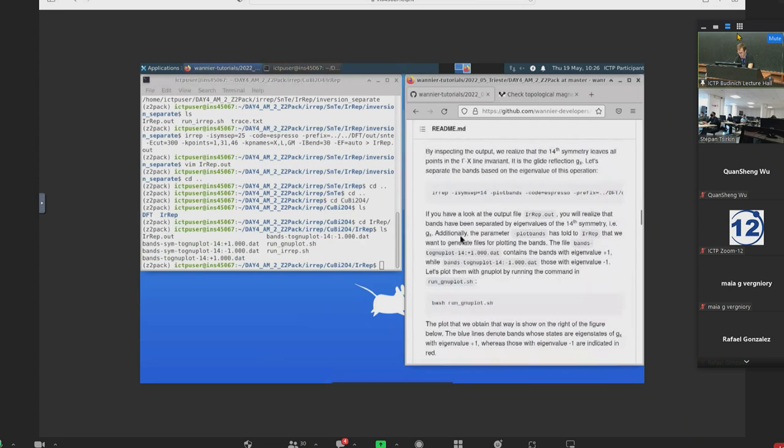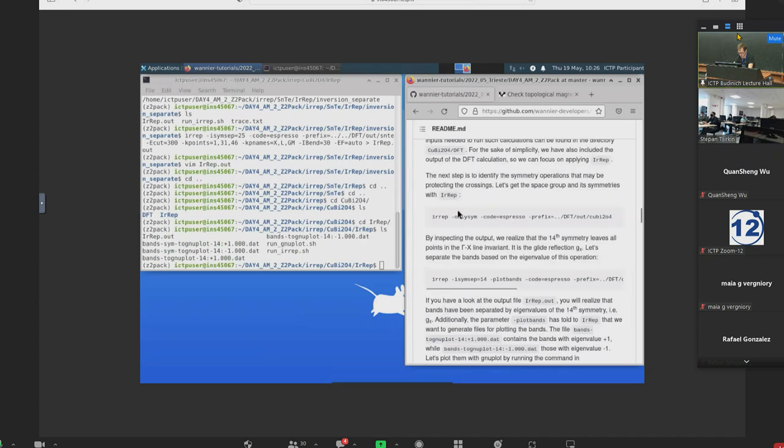The first thing is to know the symmetry operation that may be protecting the crossings. For that, we are going to run IREP, but with only the sym label. This is telling IREP to read the information of the unit cell, determine the space group and the symmetry operations, and to stop after it does so.